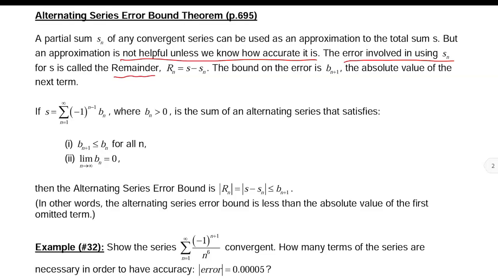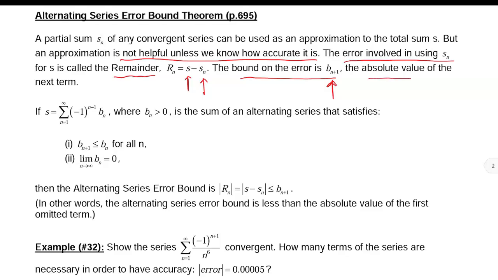So this S represents the actual sum of the series, and this S sub n represents the partial sum. And the interesting thing about alternating series is this, that the bound on the error, or the biggest the error can get, is the next term. Look at that notation. B sub n plus 1 represents the next term. And we're telling you that it's the absolute value of the next term.